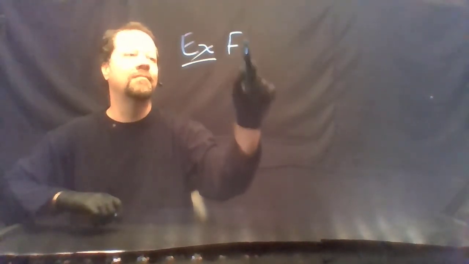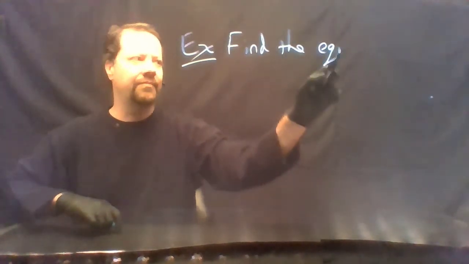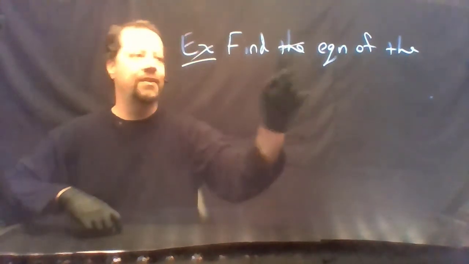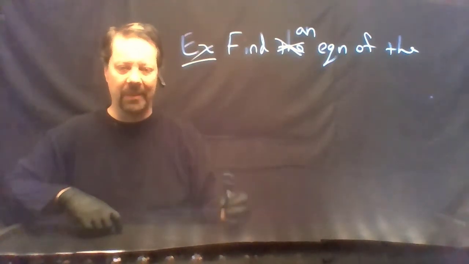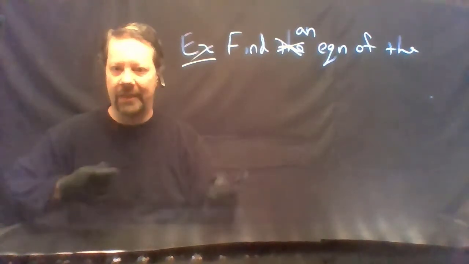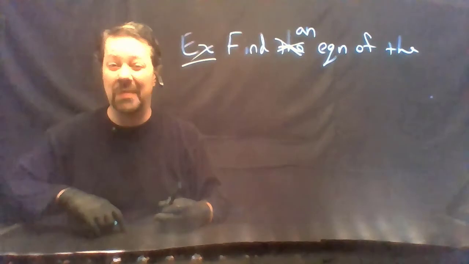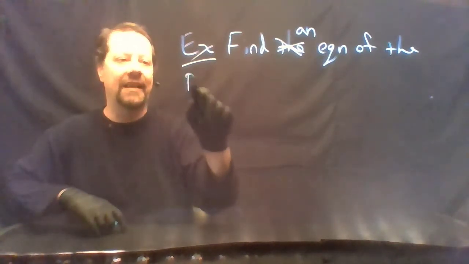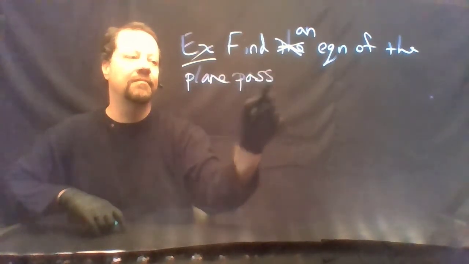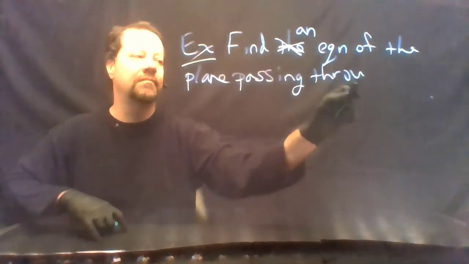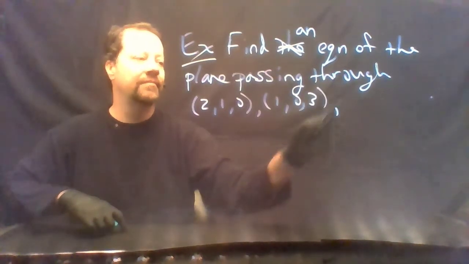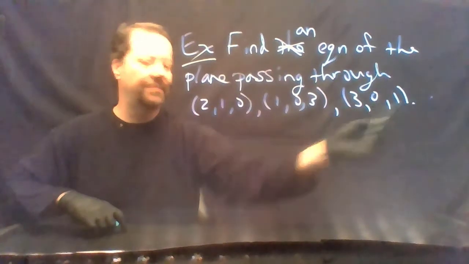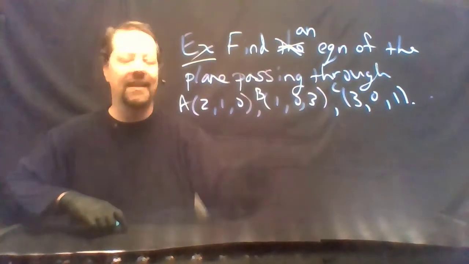It is well known that three points determine a plane. So let's find the equation. I shouldn't say z, I should say m. Since there could be more than one equation for which the plane satisfies, all you have to do is multiply the equation of the plane through by a non-zero constant, and that gives you another version of the same plane. Find an equation of the plane passing through (2, 1, 0), (1, 0, 3), and (3, 0, 1). We'll call this A, B, and C.